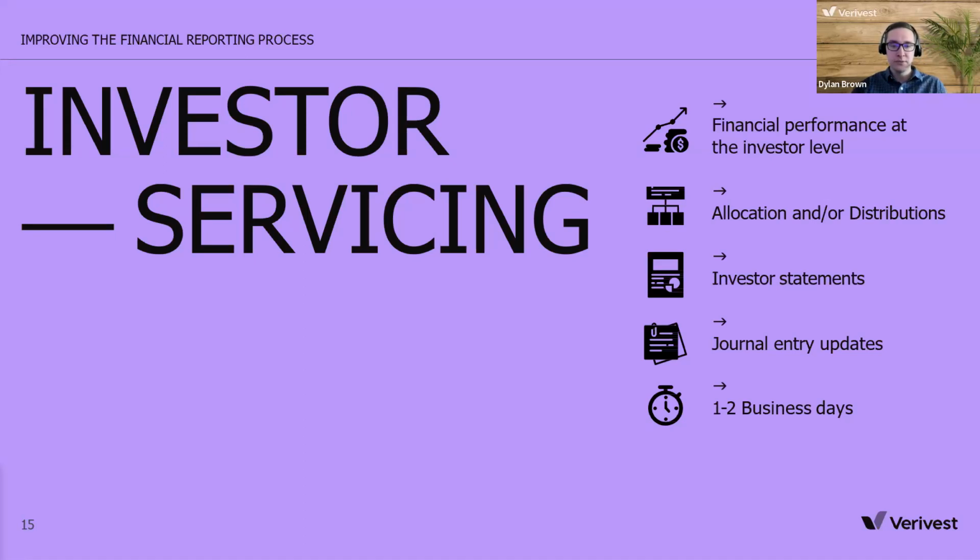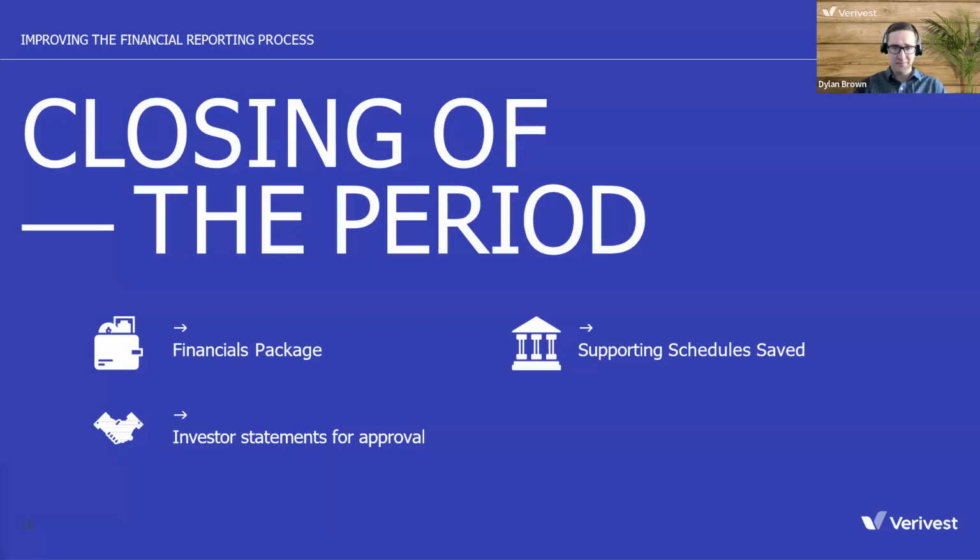Now, all of this will be flowing through and being captured on the investor statements. Depending on the distributions, there may be a couple more journal entry updates that we have to make, so the financials will change. And this process takes about 1 to 2 more business days. If we feel that all of the items have been completed and are ready for your review, we'll send it off and we can begin closing the period.